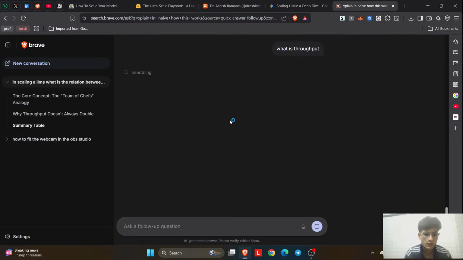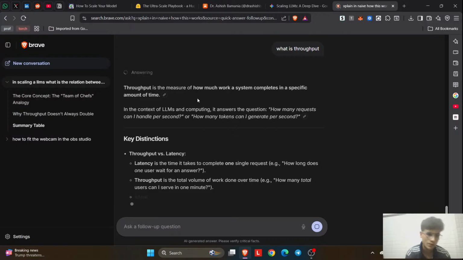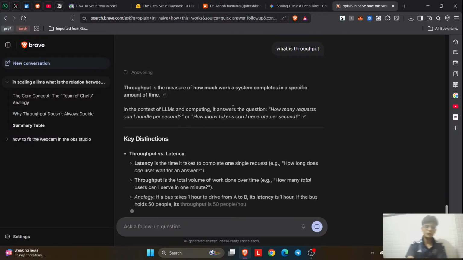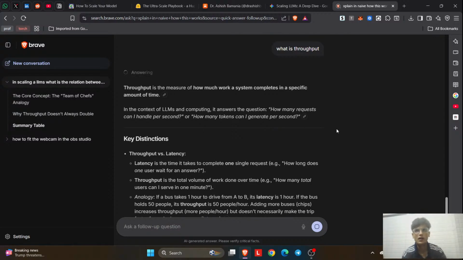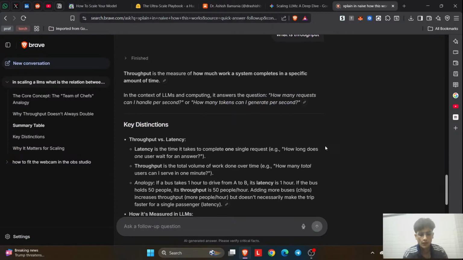What is throughput? Throughput is the output efficiency, I suppose. Throughput is the measure of how much work a system completes in a specific amount of time. In the context of LLM computing, it answers the question, how many requests can I handle per second? Wait, throughput is, yeah, what I said: the number of requests it can handle per second. How many tokens can I generate per second?